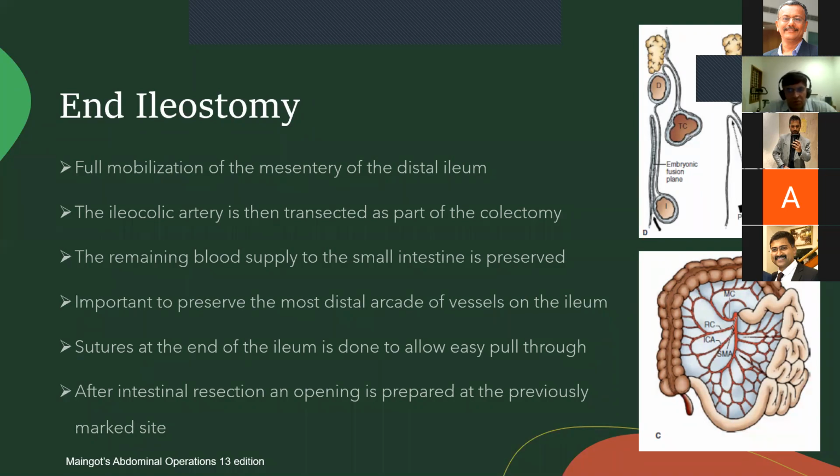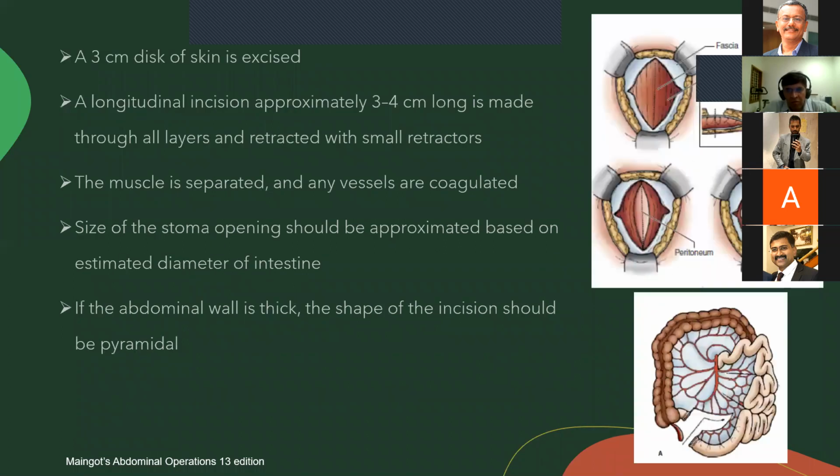The preservation of the distal bit of the mesentery and fat on the ileum may appear like a bulk of tissue initially, but we have to remember that after some time the mesentery will regress to some extent, leaving only the intestinal part outside. So we don't have to worry too much whether we are bringing a large bulk of tissue towards the skin. So what we do is that we take a 3 centimeter disc of skin, which is excised.